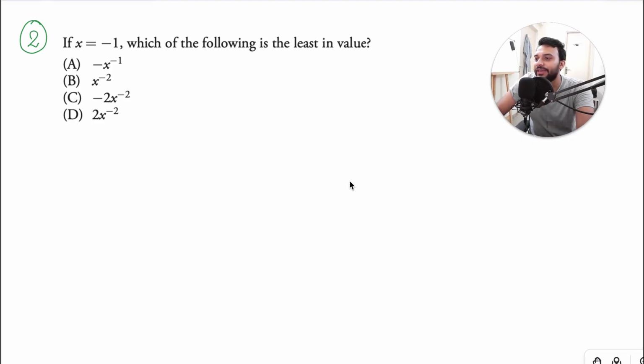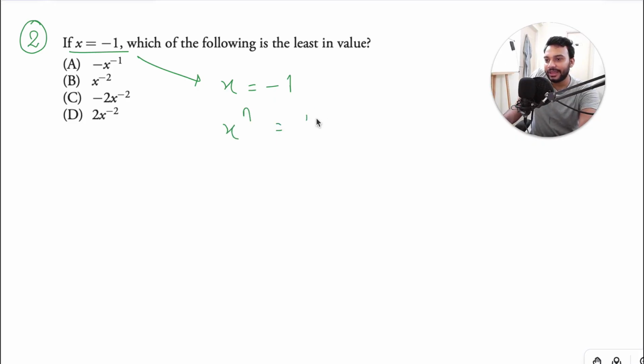Question number 2. If x is equal to negative 1, which of the following is the least in value? So they've given x as negative 1, and in the options, as you can see, they've raised the x to different powers. Let's be very clear about the negative 1 exponents and see the rule. Whenever x is negative 1, if x is raised to an odd power, the result would be negative. If n is even, an even power, then the result would be positive.